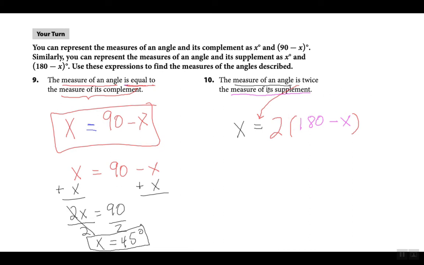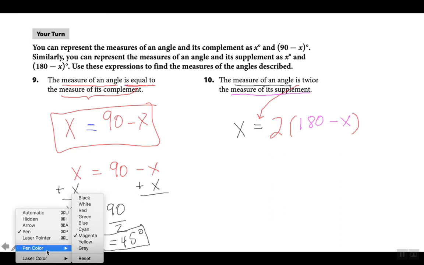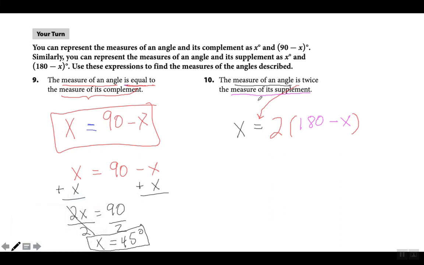La medida del suplementario, el ángulo suplementario, o la medida del suplemento. No sé la mejor manera de traducir eso. Ok, así que 2 multiplicado por, ya le expliqué cómo se escribe un ángulo suplementario en este caso, que sería así. Okay, so now I just got to use algebra to solve the equation. Okay, ahora voy a hacer álgebra para resolver esto.